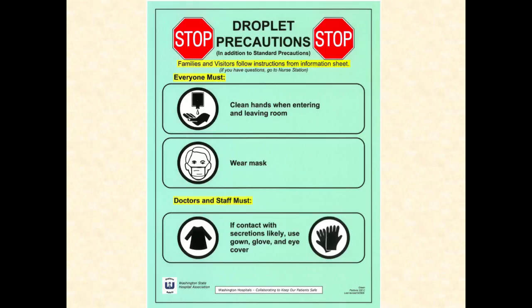And so with droplet precaution, in addition to standard precaution, and really in addition to contact precaution, we're also going to have people wear a mask, okay, to prevent the droplet from being inhaled or ingested into the person's nose or mouth. Okay, so droplet precaution on top of standard and contact: everyone who enters the room, in addition to gowns and gloves, is also going to wear a mask. Okay.